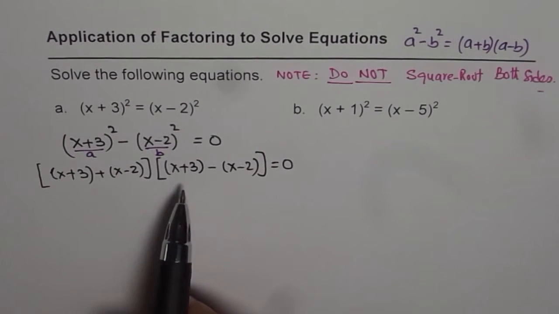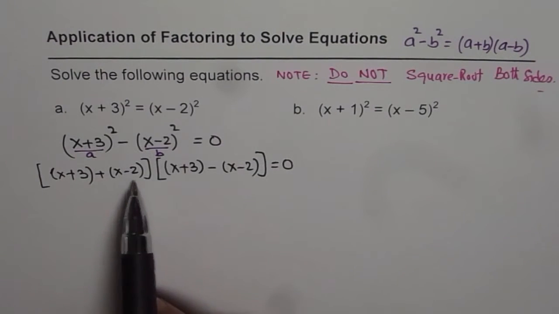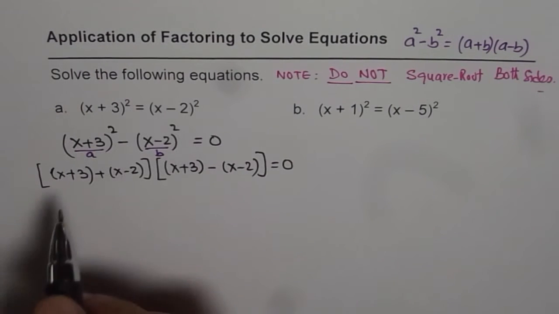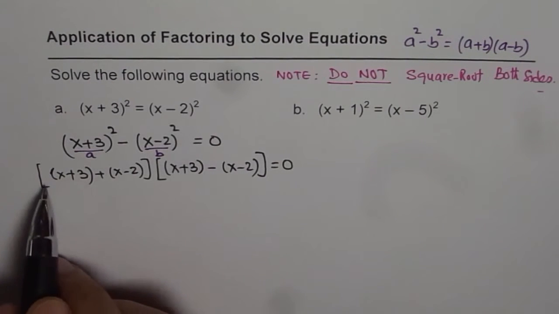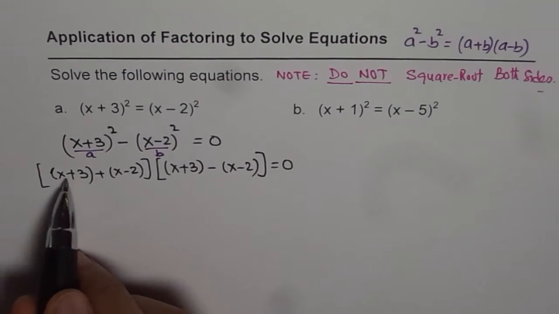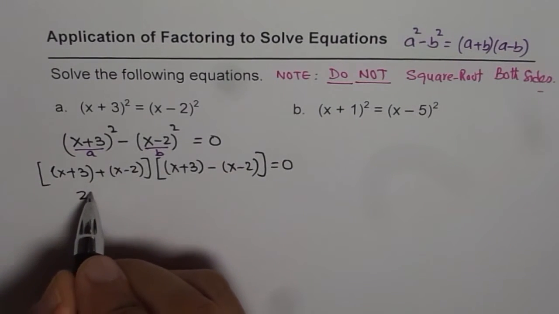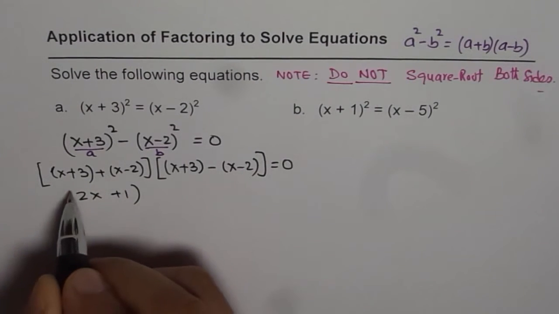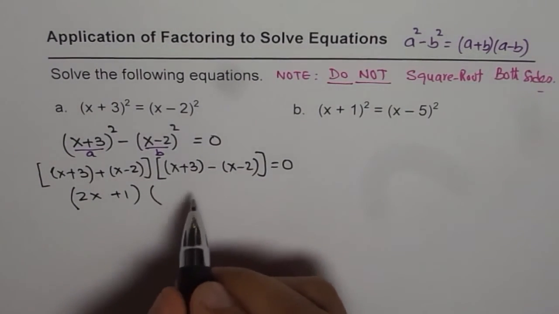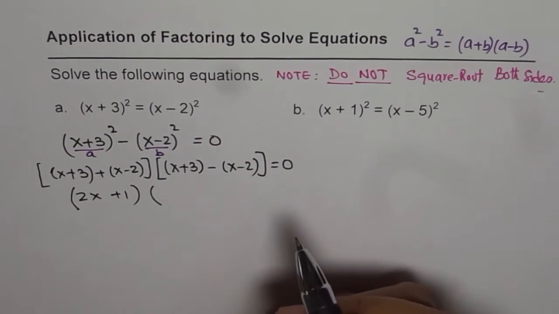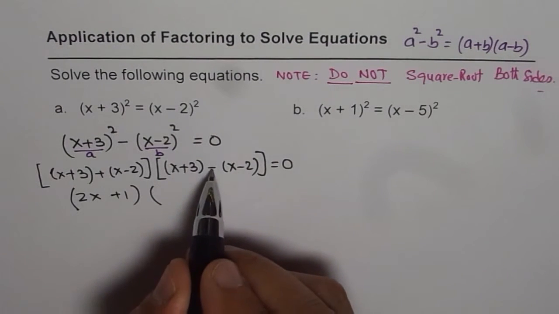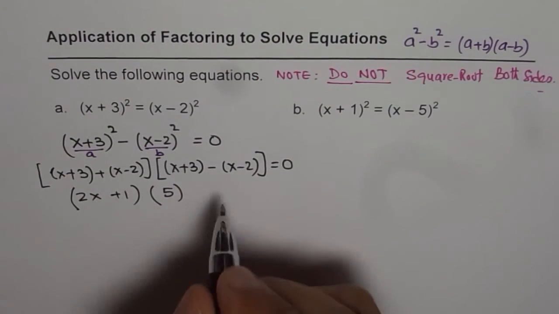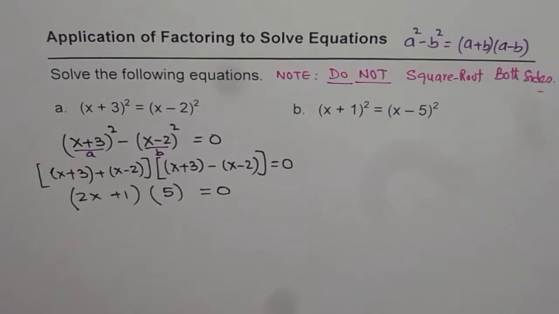By factoring, we write sum and difference as multiples. Now it becomes easy for us. See how? Now what is this factor? x + 3 + x − 2. x + x is 2x, right? So we get 2x. And 3 − 2 is + 1. So that is the first factor. The second one is x − x is 0. And 3 − (−2) gives us 5. So we get (2x + 1) times 5 equals 0.